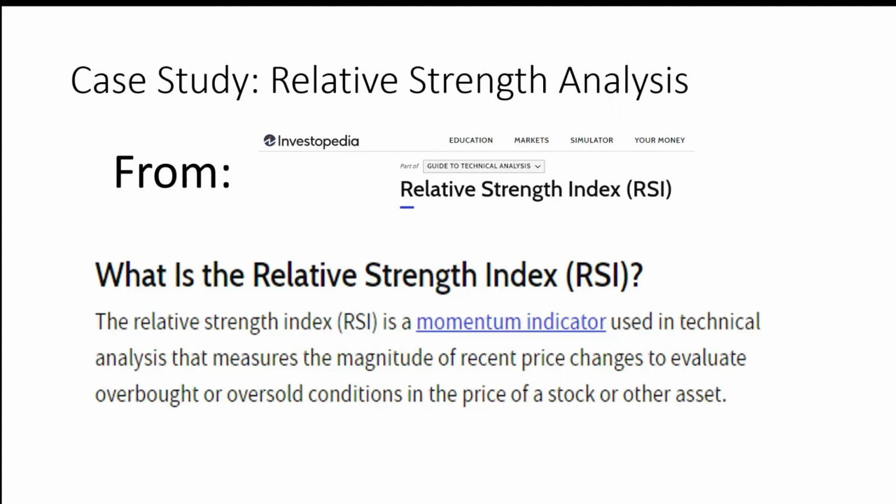And what we're going to do is use a very common analysis called the relative strength index. The definition that you see here is from Investopedia. So you can go on, this is not something I fabricated. This is something that you can go look up on the web, and this is very common. Pretty much everybody involved in stock analysis knows what relative strength index is and how you're supposed to use it.